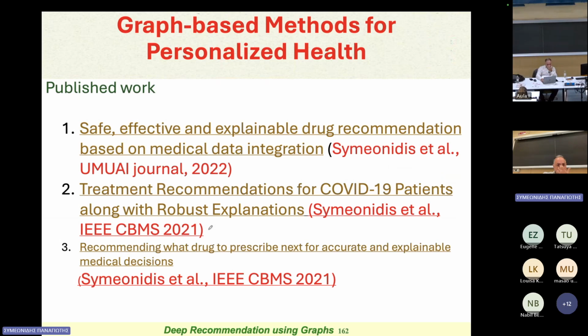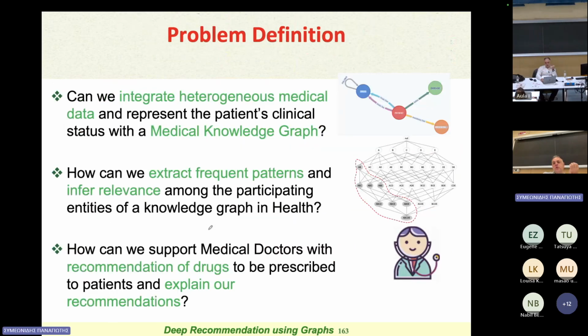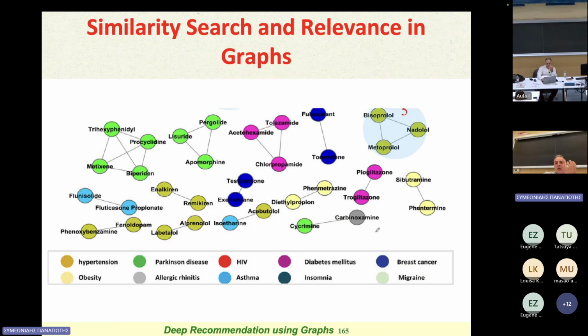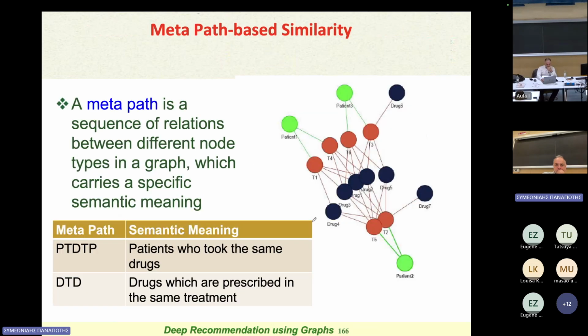Of course, we have done some work on this. There are many questions to be answered. Here we can see an example of drugs, patients, procedures, interventions, or diseases that you can use in your algorithms. So we discuss graph-based algorithms applied to medical data now. And you can find similarity search in graphs, to find, for example, diseases that are related or proteins that are related.